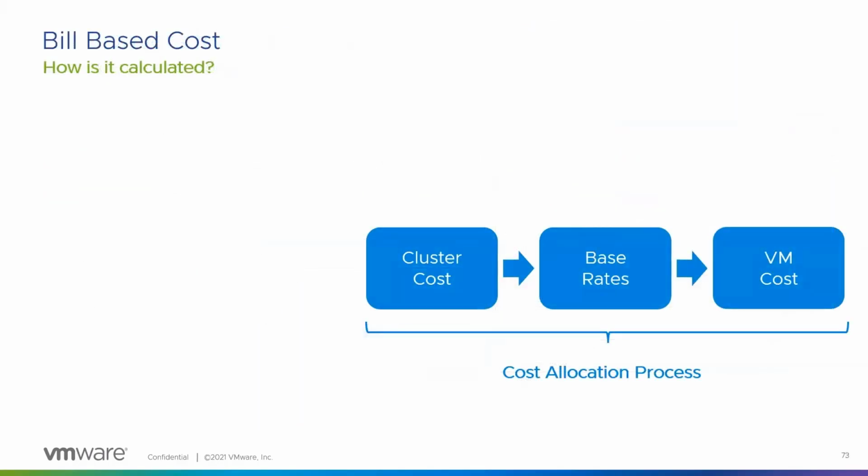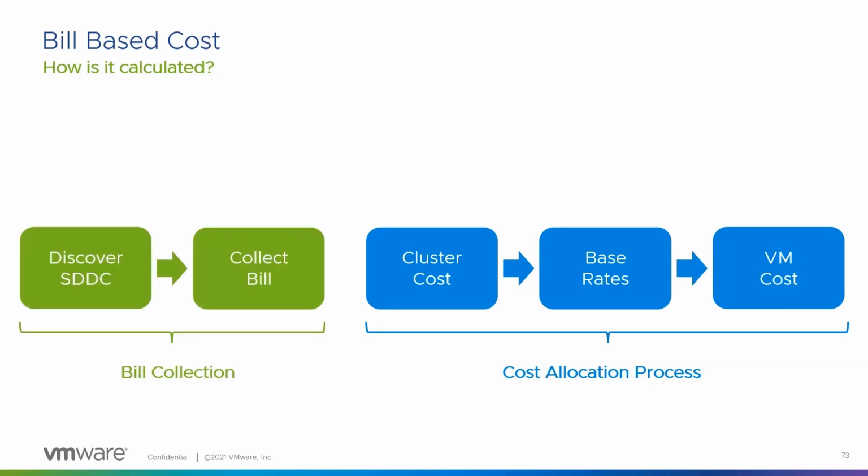So how does that look? Compared to the other ones we've shown, here's the cost allocation process. We go from the cluster cost to the base rates to the VM cost based on the configurations that I already showed. Now what we do is we find our VMC SDDCs, we collect our bill, and then from our bill, we feed that into the cluster cost. So now we've connected the gap between the bill and the cluster cost, and the cluster cost goes all the way down to the VM. Hopefully that makes sense. That gives us our ability to do bill-based costing, with our costs coming directly from the bill.